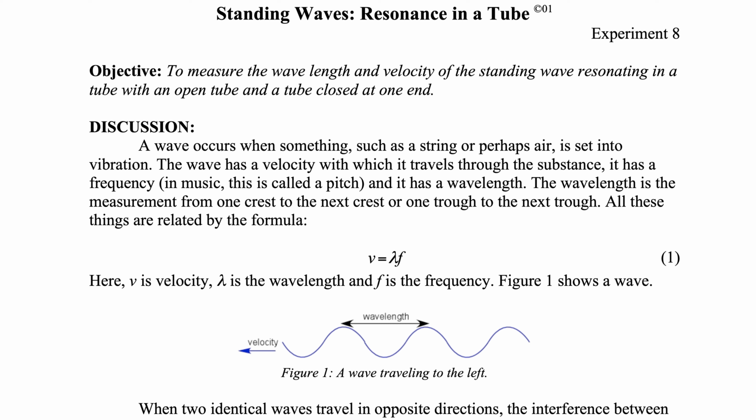So this week we are going to attempt to measure the wavelength and velocity of sound waves that are created in a tube. So we'll have an open-ended tube, and then we'll have a tube that's closed at one end, and we will use tuning forks to create the waves and try to find the resonant points within the wave. So I'd like to explain what all of that means, and we'll start with the definitions of waves.